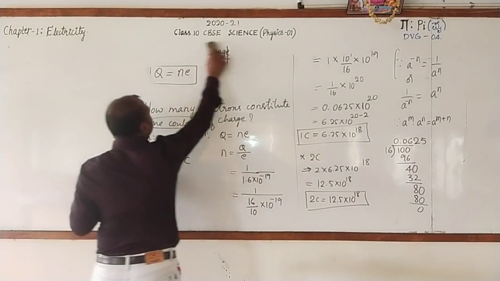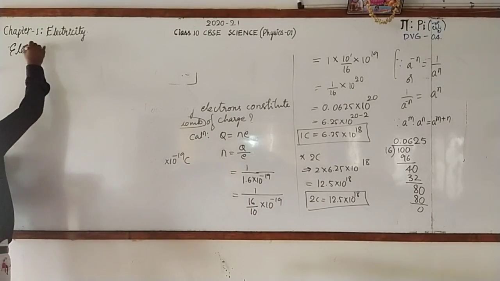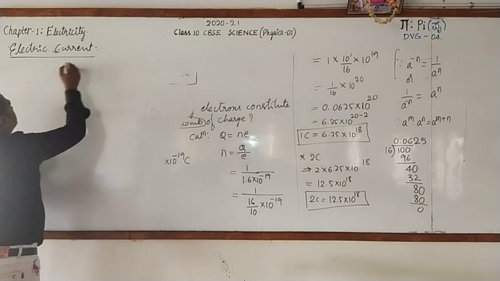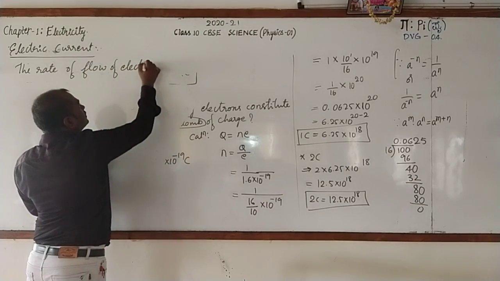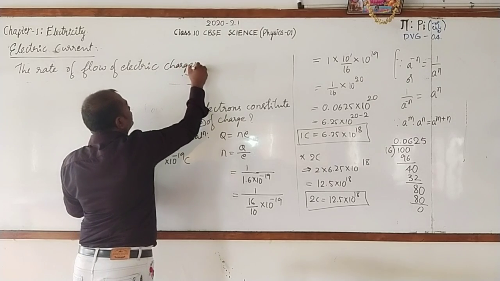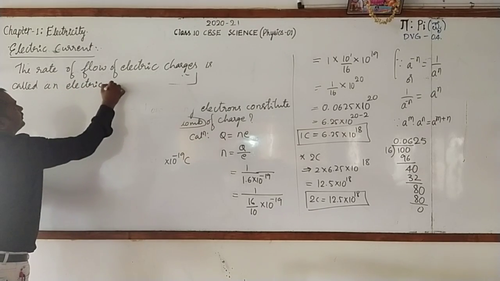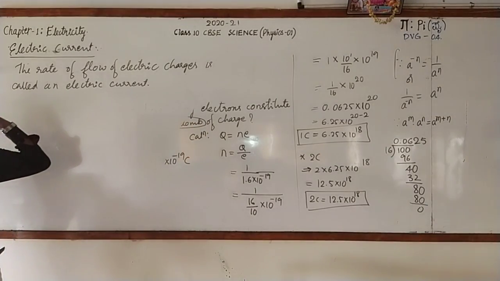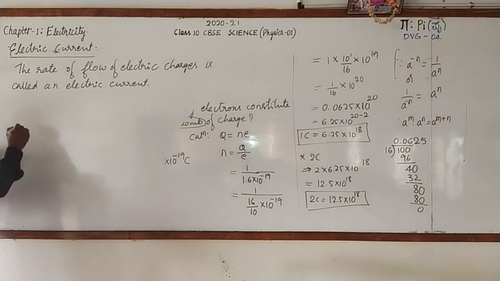So let me write the definition of electric current. You should also write with me. Write down electric current, a very important definition. The definition of electric current is the rate of flow of electric charges. The rate of flow of electric charges is called an electric current. See here, I told you that the number of charged particles passing through any cross section of the conductor in the unit time. Hence, we can write the formula to find out electric current like this.